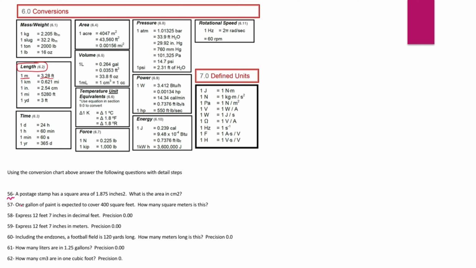Question number 56: a postage stamp has a square area of 1.875 inches square. So we have an area equal to 1.875 inches square. We write inches square because it is an area. What is the area in centimeter square? They are asking for this area in centimeter square. That is what we need to find.